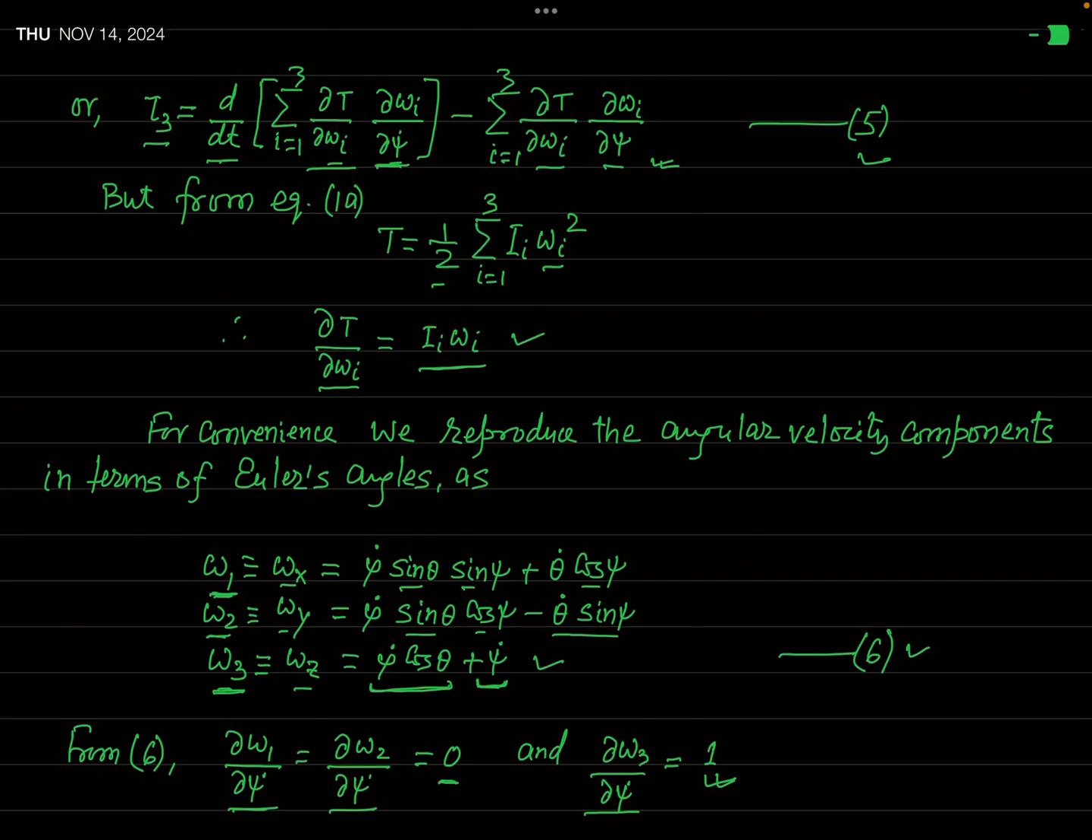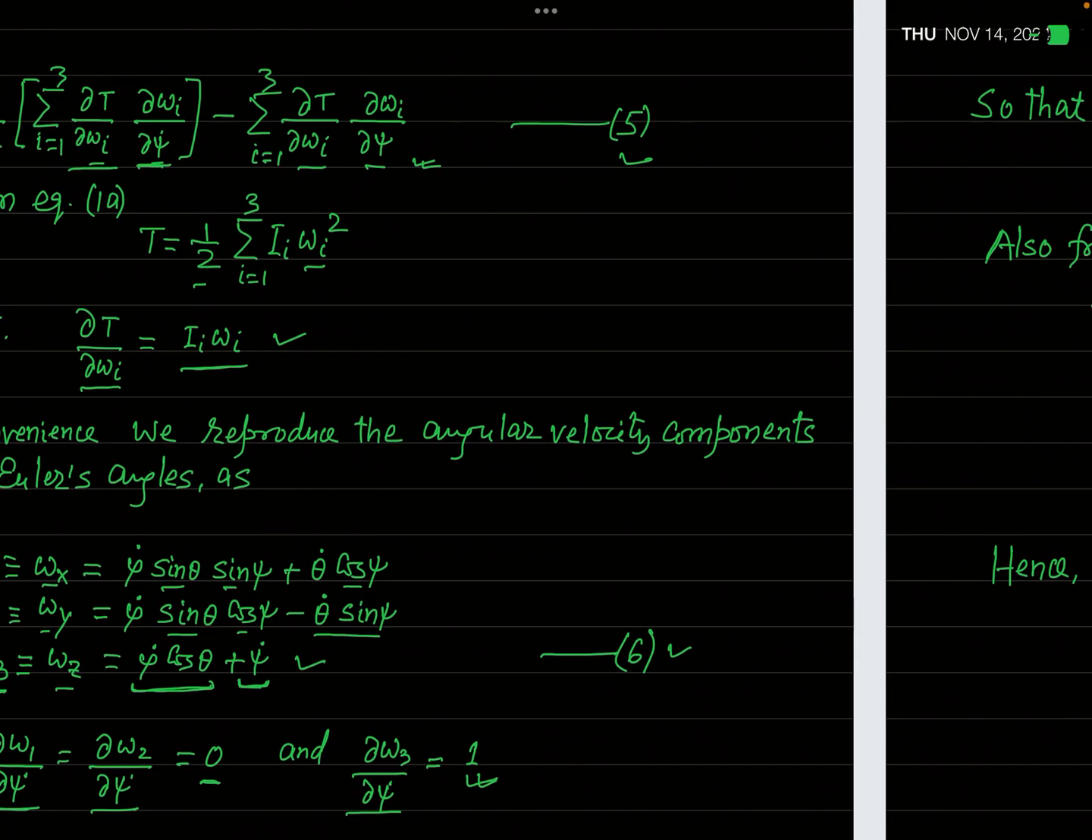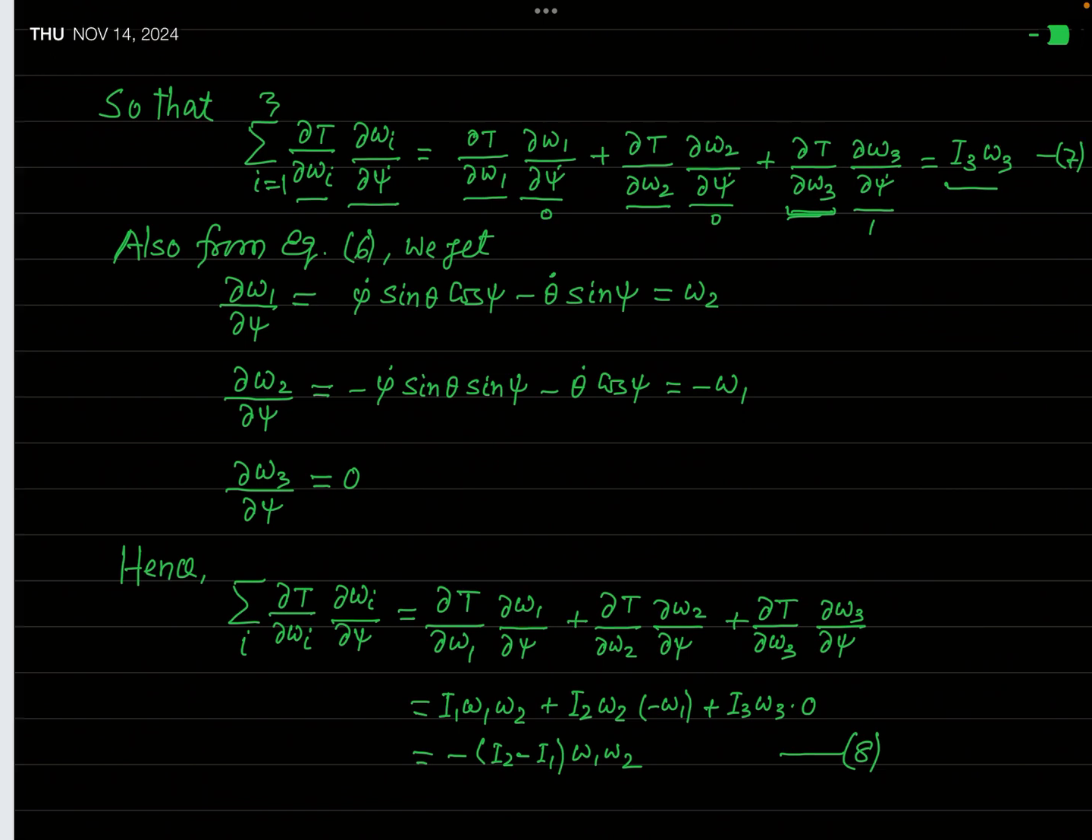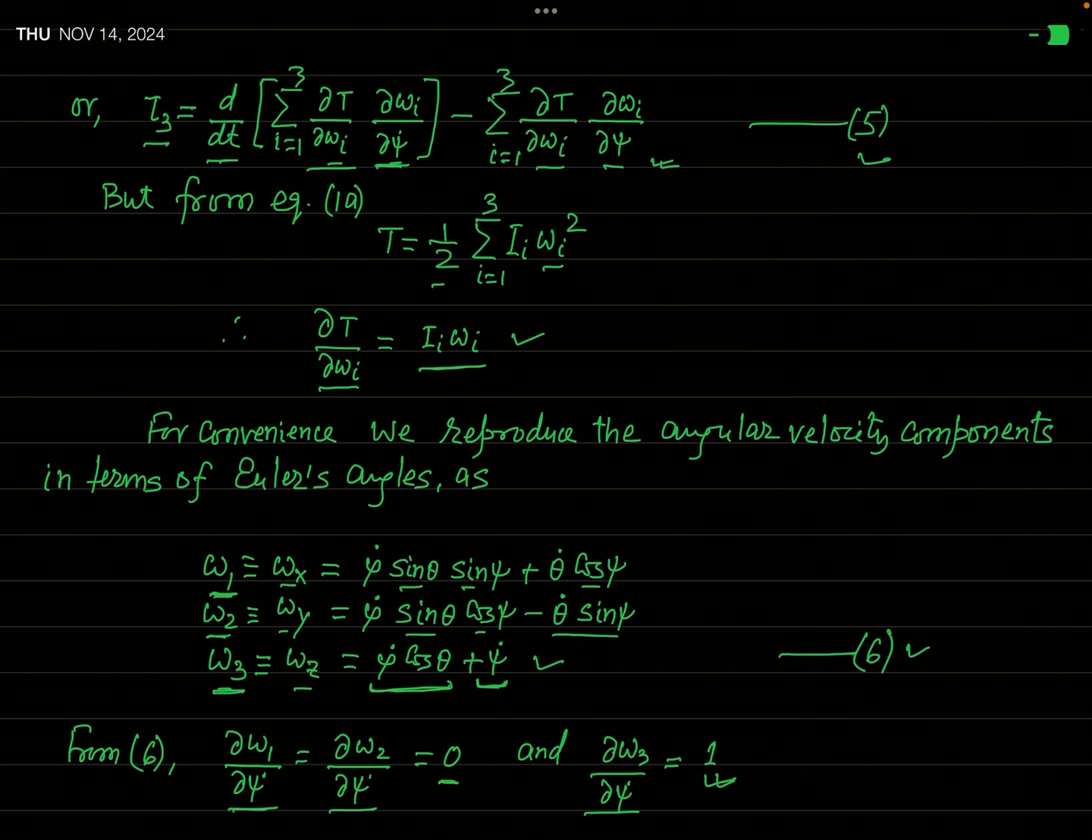Here d/dt is present. Okay. Now we will evaluate the second term of equation 5. And for this, again we will see equation number 6. As here omega i has been differentiated partially with respect to psi, we will differentiate omega 1, omega 2 and omega 3 with respect to psi.